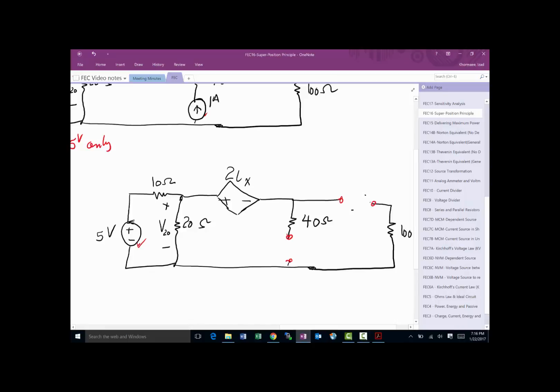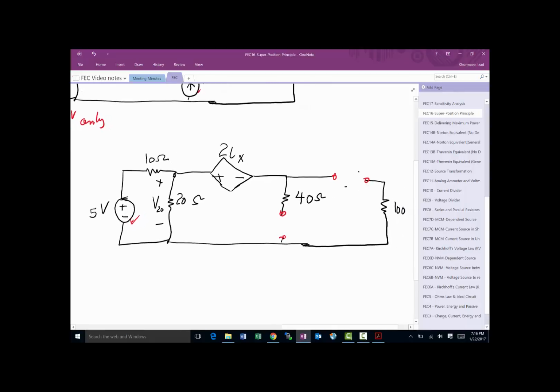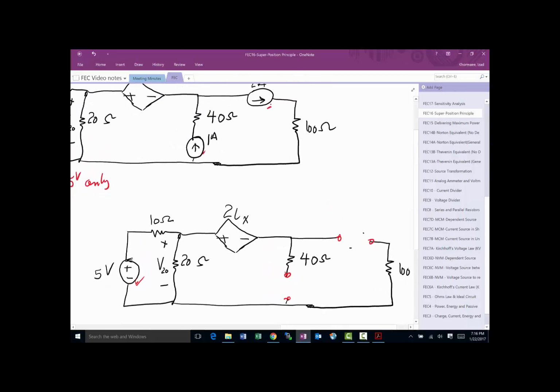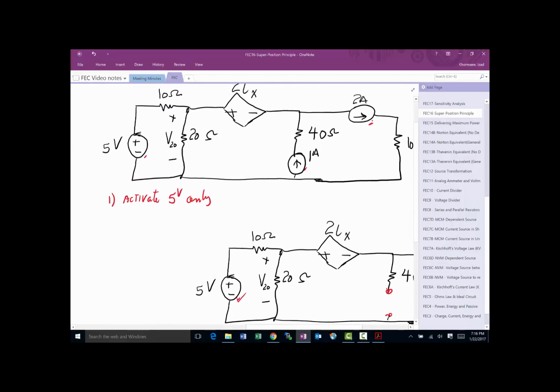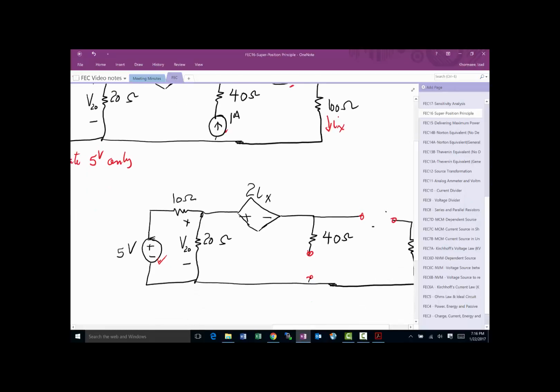Now, as we discussed, the dependent source in this case will not be touched. But if you look over here at the IX, which wasn't drawn in here, the IX is assumed to be right there. Since this source went away, IX, the current in here, is equal to zero, which means this is going to be 0 volts, 2 times 0.